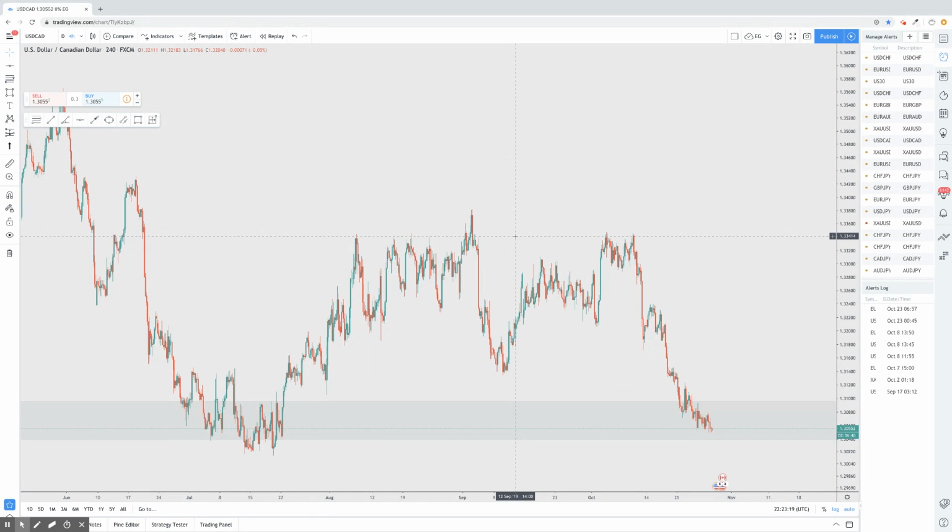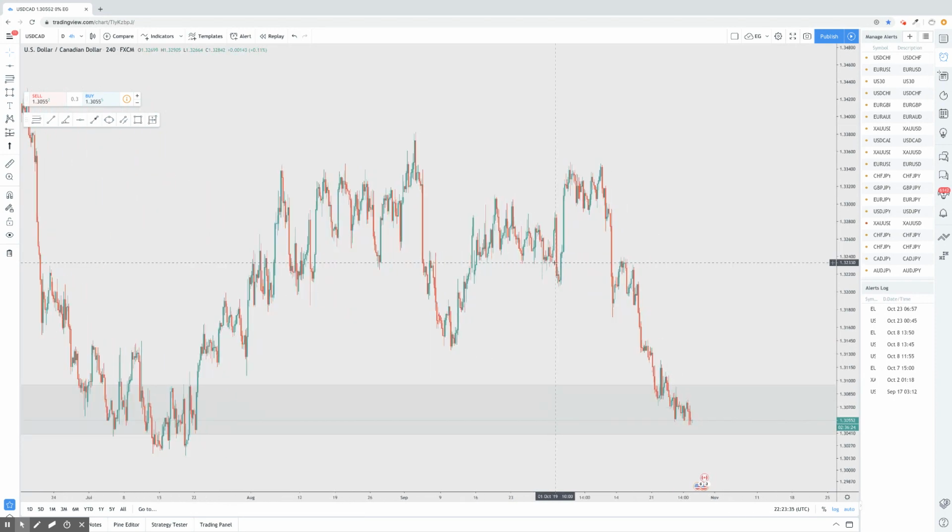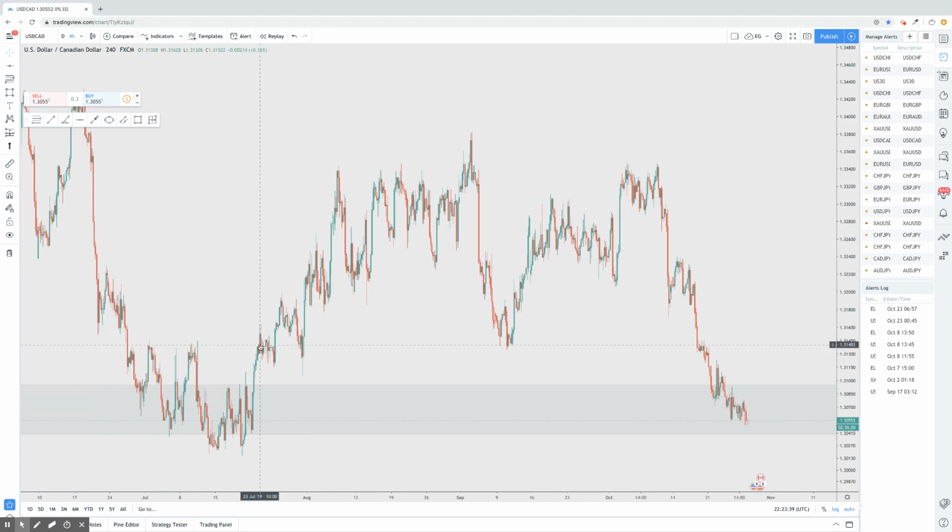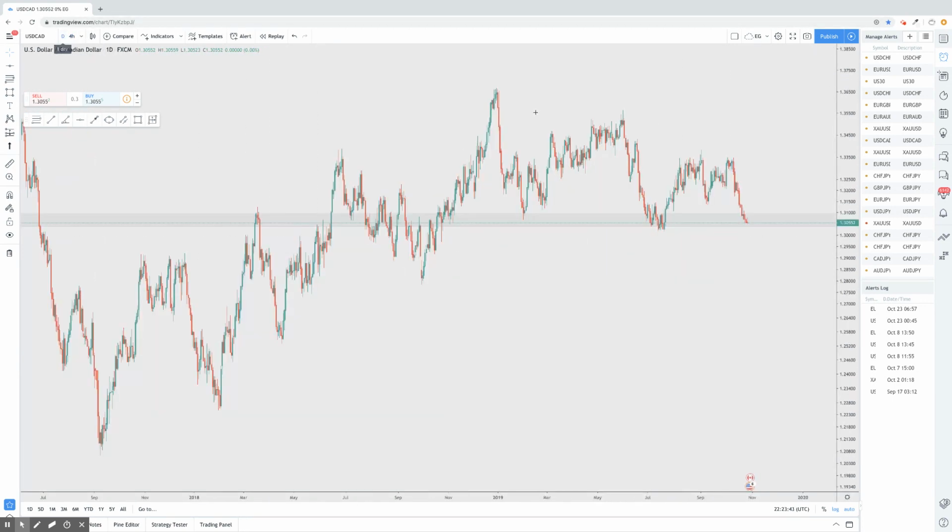So looking at the US Canadian dollar, you guys, we've been trending down now for a few weeks, okay? Something to note is that we are approaching a major, or a key level. Easier to see, so I'm on the 4-hour time frame. I'm going to switch to the daily and show you what I mean.